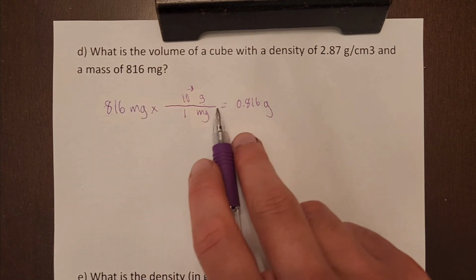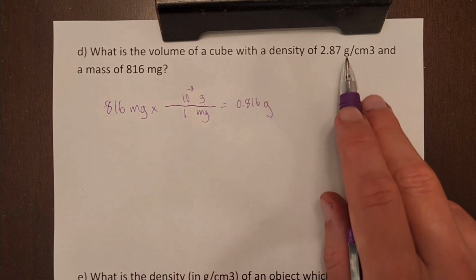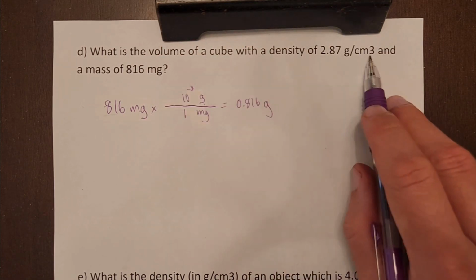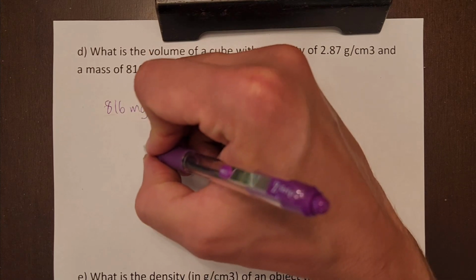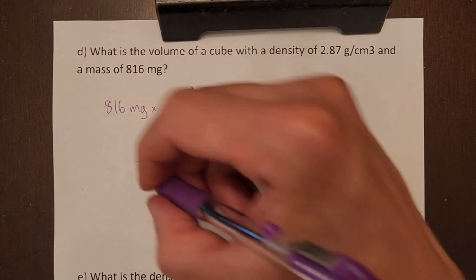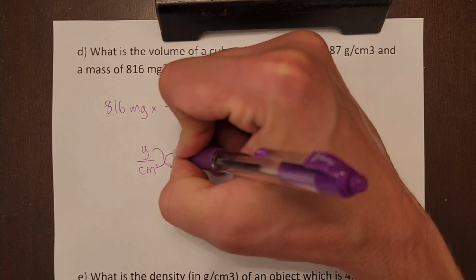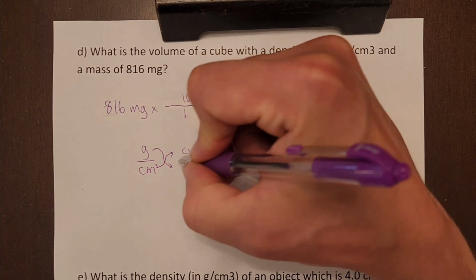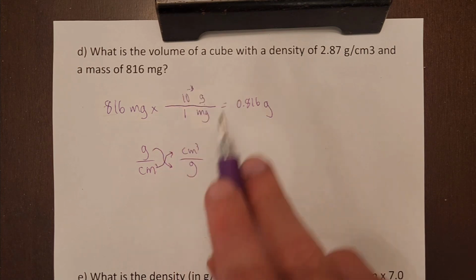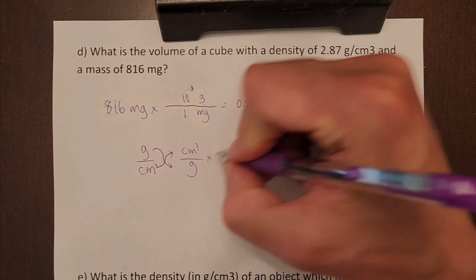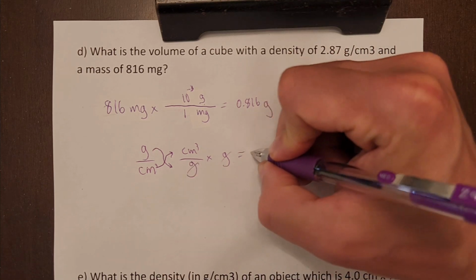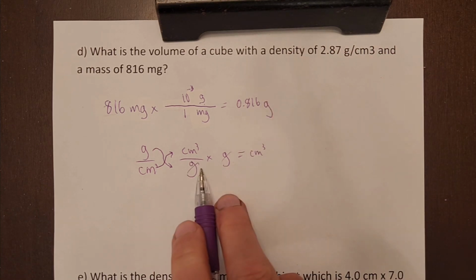Now, once we do that, we need to think, what can we do to get gram cancel gram? I want to have volume as an answer, which means this needs to be on top. So I'm going to take the grams per cubic centimeter, which is this, and I'm going to flip it upside down. That would give cubic centimeter volume as the answer. That's great. And what I can do next is multiply it by grams, and now gram cancels gram and just gives cubic centimeter for an answer. That's what I'm trying to do.